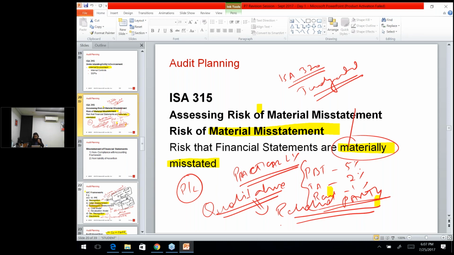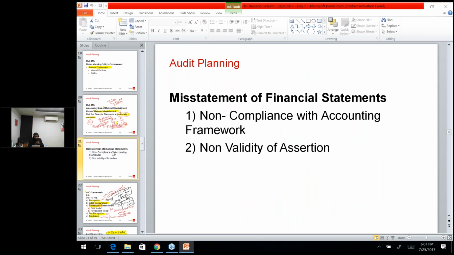Then we move forward and we talked about the misstatement, and we talked that misstatement is actually when you don't comply with an accounting framework. And what do we mean by non-compliance with the accounting framework? Whenever we talk about non-compliance, that is the various things which are mentioned in the accounting framework, we tend to at times ignore those things. So when we ignore those things, that is actually non-compliance of the accounting framework.